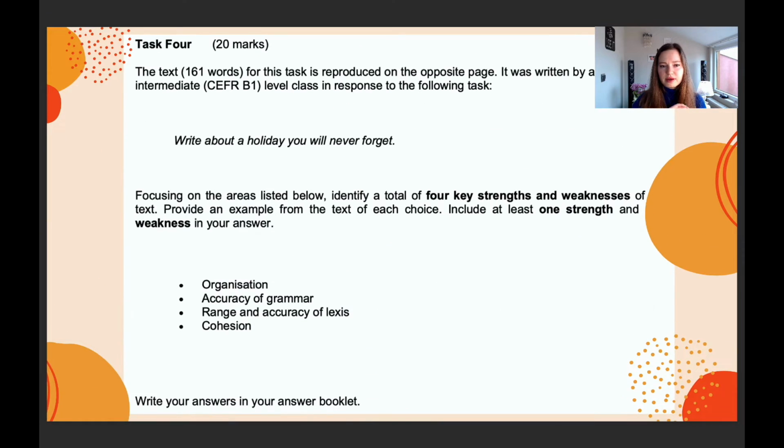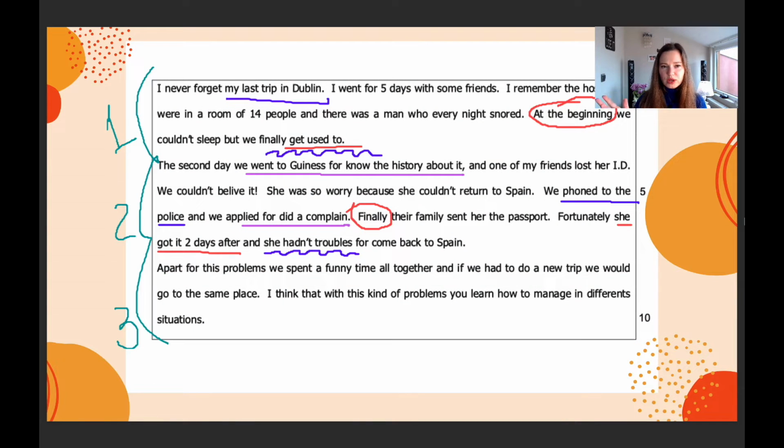So as far as you remember, we need to talk about the organization, accuracy, range and accuracy of lexis, and cohesion. If we talk about the structure, we can see that this piece of writing is logically divided into 3 paragraphs, 1, 2, and 3, which is good, and we can put it as our strength. As for the range of lexis, let's have a look together at what we have. If you have a look at this piece of writing, you can notice that there is good command of lexis. So there is good range of lexis, use of phrases, collocations, and also use of get.